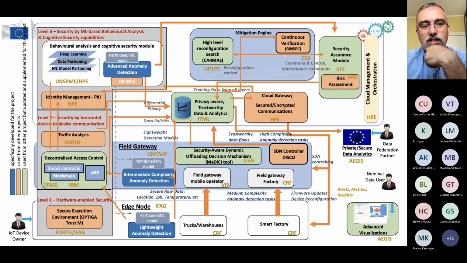And the third level is security by machine learning based behavioral analysis and cognitive security capabilities. Now this is beyond the security in the communication of devices. It says behavioral analysis and cognitive security. That's what we call BACS, a component that goes through all the layers of the system, and that enables monitoring of what goes on in the system as a whole, and detecting anomalies, detecting flows, detecting errors of the communication.